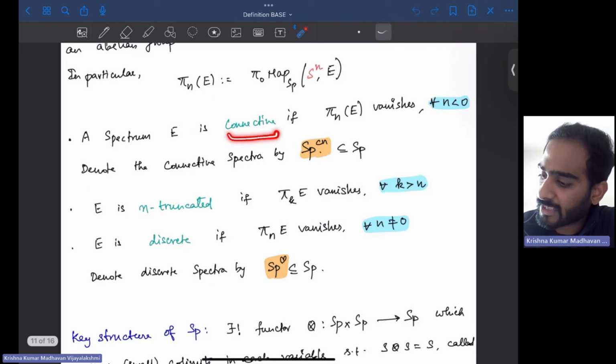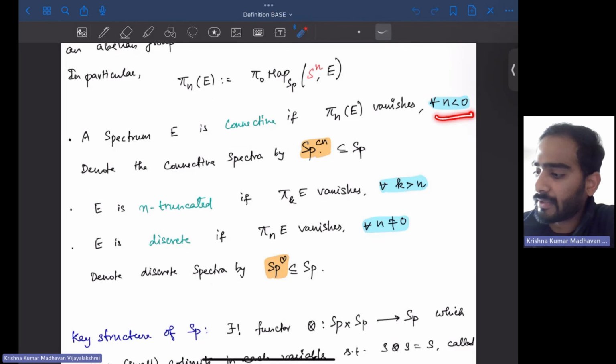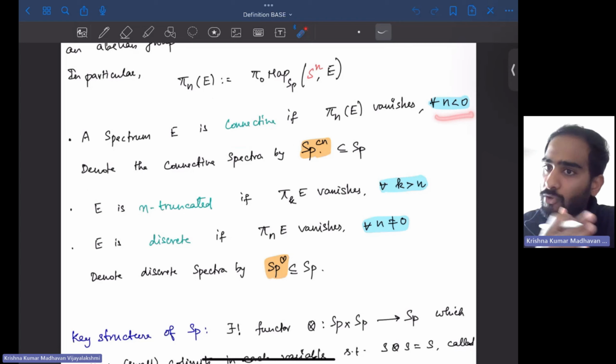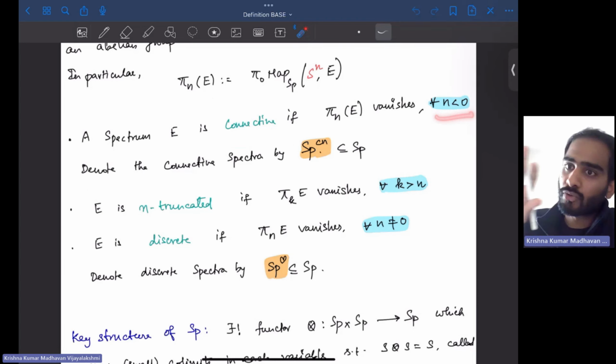So a spectrum is called connective if it doesn't have any negative homotopy. It only has homotopy considered on the positive side.